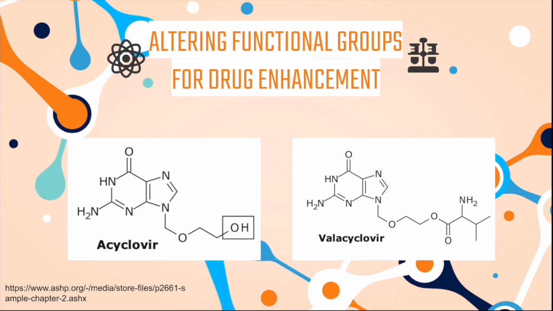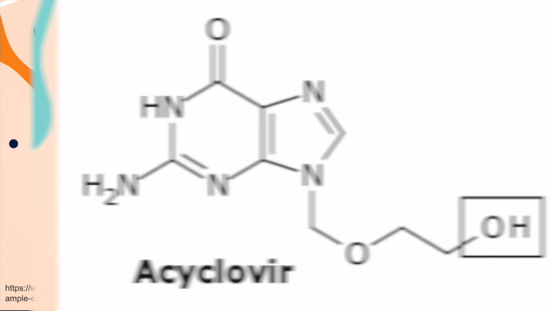So functional groups can be altered to enhance a drug by changing its absorption ability, decreasing the adverse effects, and other therapeutic benefits. So on the screen here you can see acyclovir, which is used to treat some types of viruses that cause infections like shingles, chickenpox, and cold sores. It does this by helping to heal sores and decrease pain and itching.